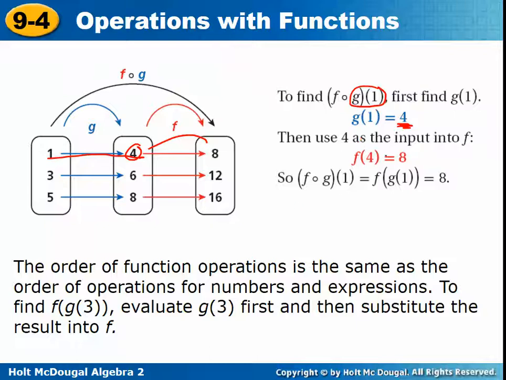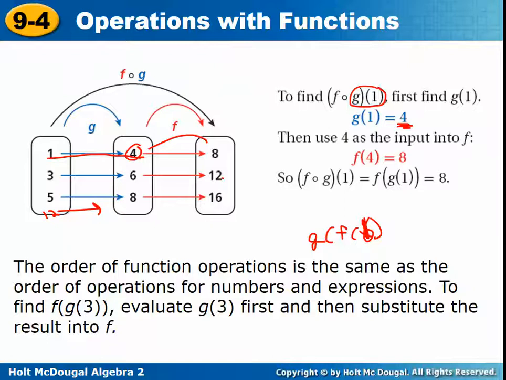Now it's opposite if it was written as g of f of x. Then you would do the f of x part first. So if this was a 1, then you would, oh, there isn't an f of 1. Let's say it was f of 6. You would do the f of 6 part first, and that's 12, and then you'd go over here. It doesn't work backwards. It does matter which order you do these.